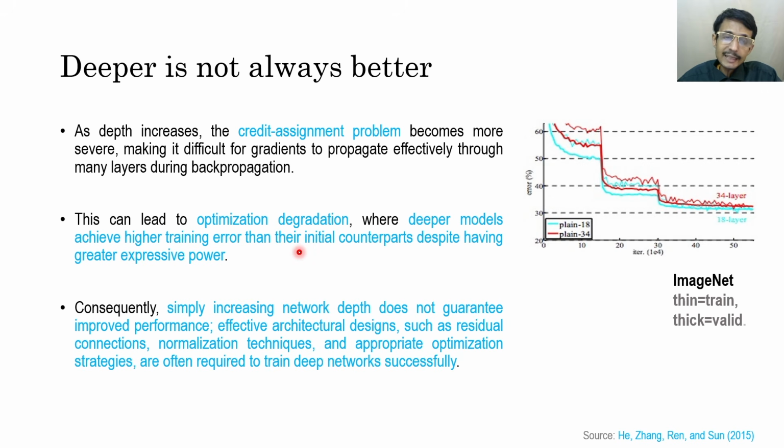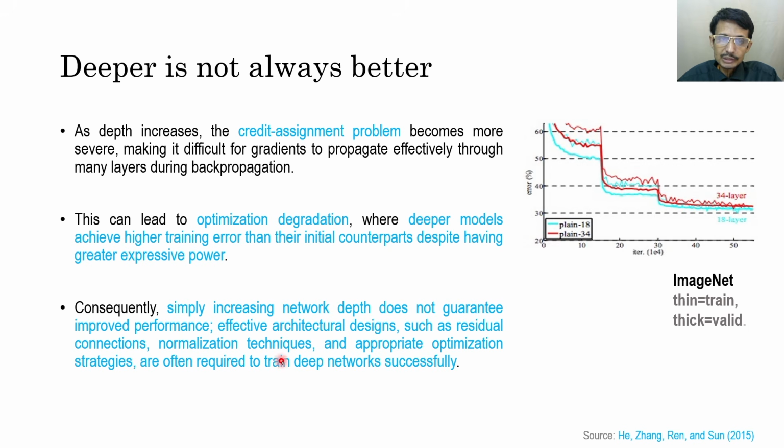So what we can understand here is that these kinds of optimization problems, like the credit assignment problem and the vanishing gradient problem, make deeper models achieve higher training error than their shallower counterparts. That is very important to understand. So what we conclude is that simply increasing network depth doesn't guarantee improved performance. We need effective architectural design, such as residual connections, normalization techniques, and appropriate optimization strategies, which are often required to train deep networks.